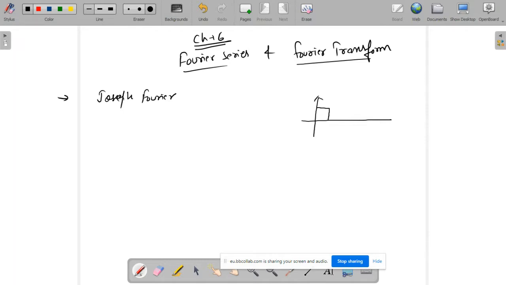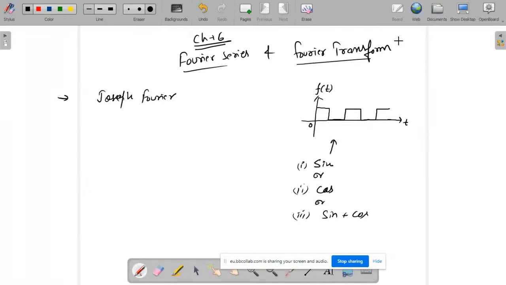Let's suppose I have a signal like this. This signal is f(t). The name of this signal is f(t). Now every signal is a combination of sine signal, or cosine signal, cos signal you can say, or third one, a mixture of sine and cosine.